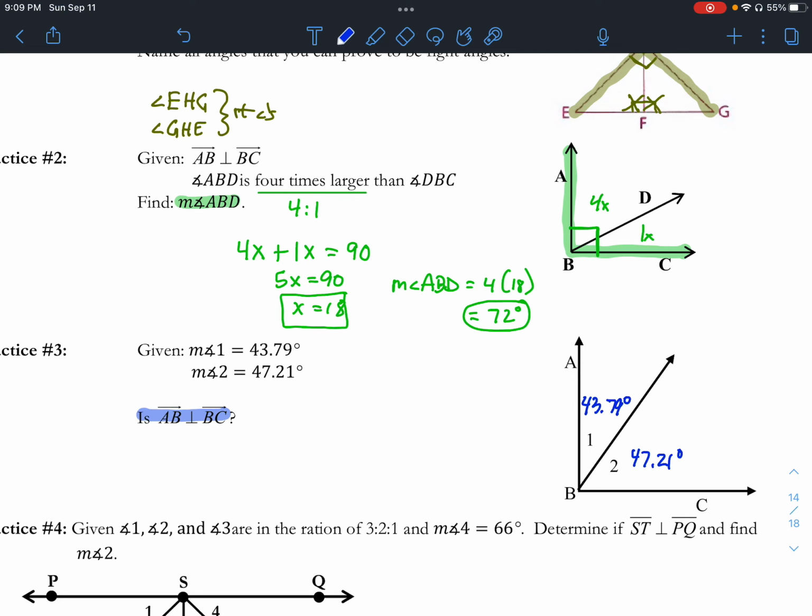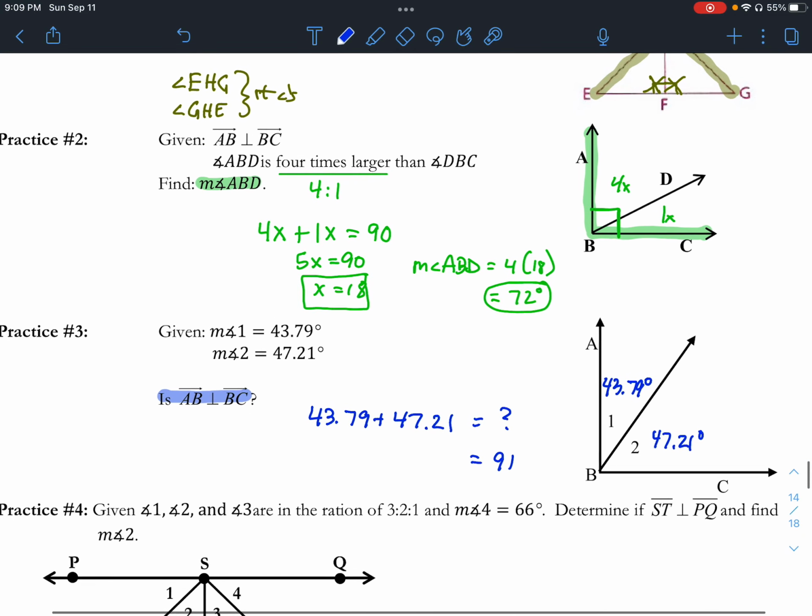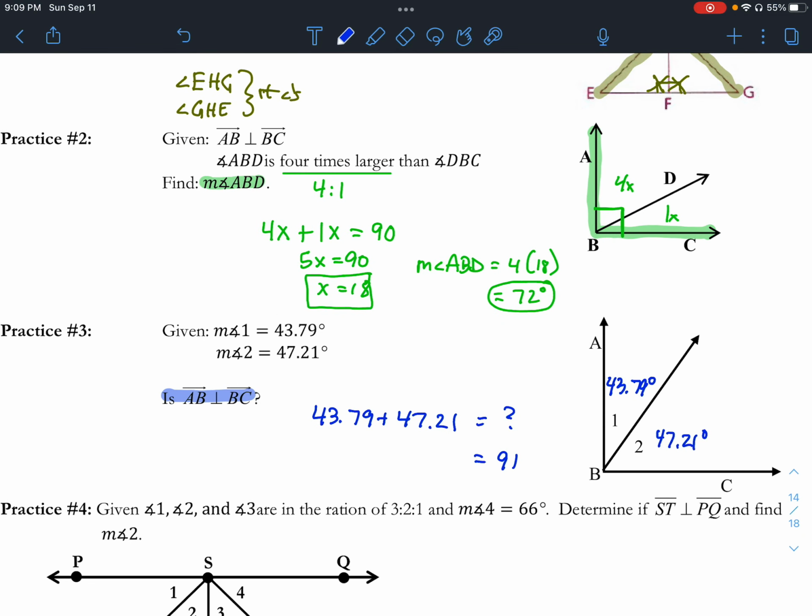So the question I have is, what is 43.79 plus 47.21? What is that? Tell you what, it's 91 degrees. So unfortunately, this is not going to be perpendicular just because of the fact that this does not equal 90 degrees. So the simple answer to that is you could just do something like not perpendicular.